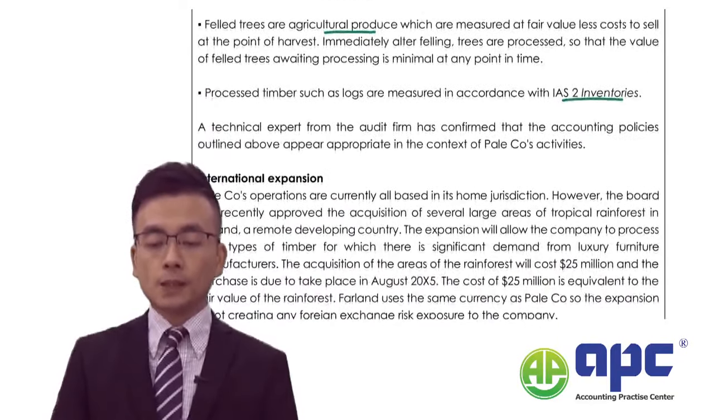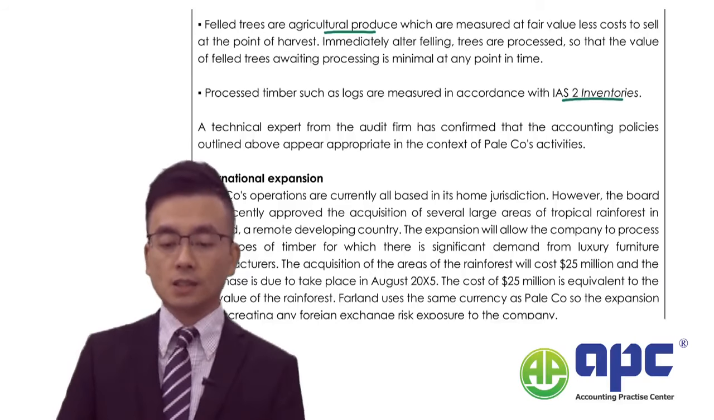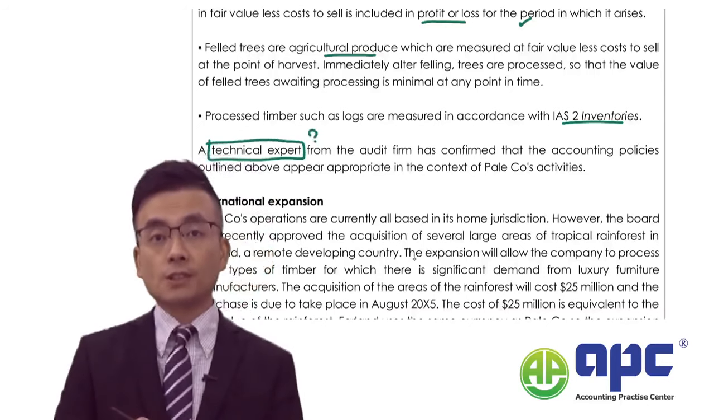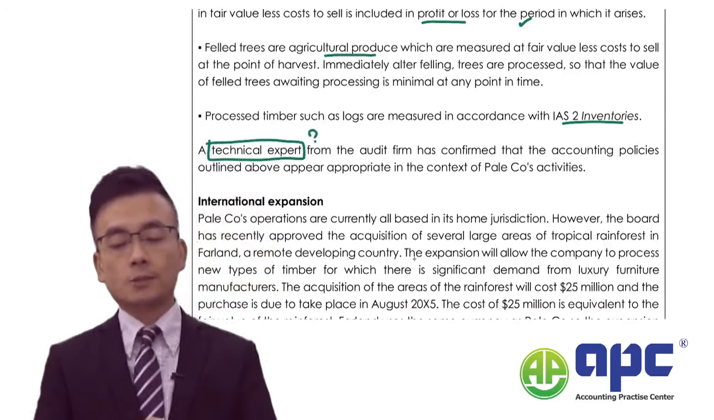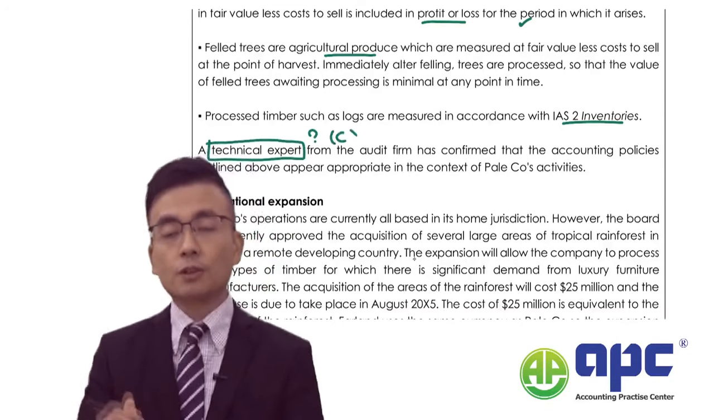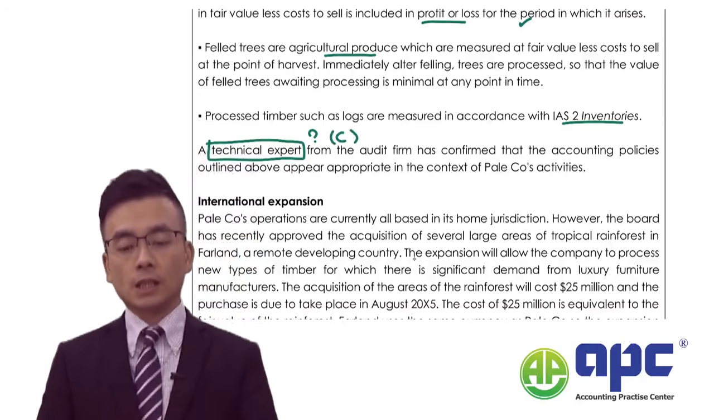A technical expert from the audit firm has confirmed that the accounting policies outlined appear to be appropriate in the context of Pelco's activities, and therefore we need to see that expert. There might be certain risks in that, for example, the expert is not competent at all, and that leads us to part C of our requirements later on, to confirm whether or not the expert is reliable in some way.